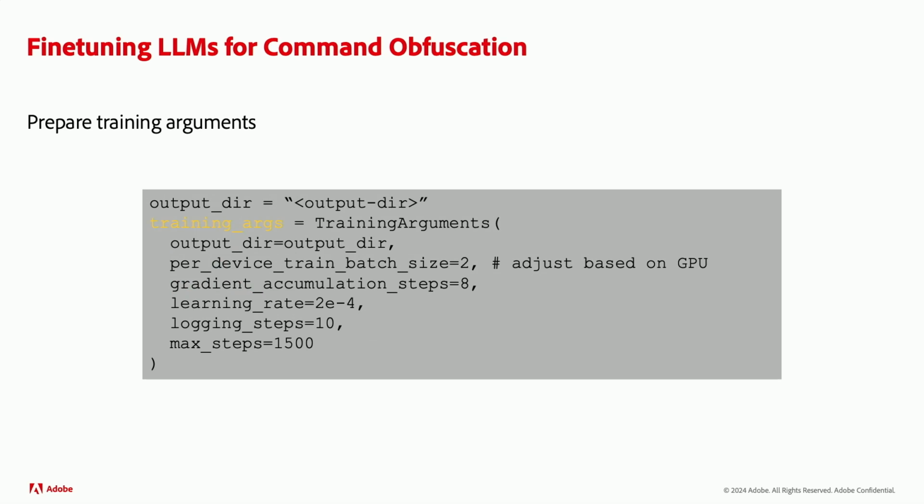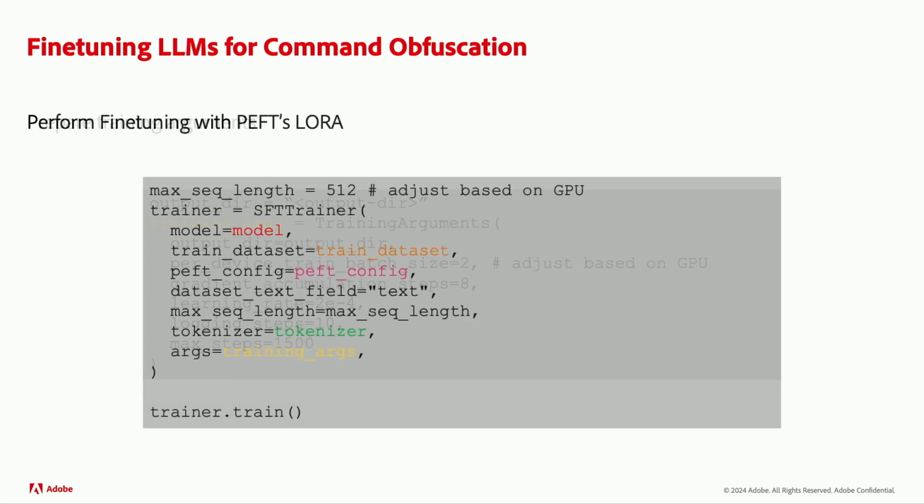And then finally, we're going to prepare our training arguments, so pass in some per device train batch size, gradient accumulation, learning rate, max steps. That's super important, but you'll get some training arguments. And then we'll put it all together and pass it into our trainer. So pass in our model, our training data set, our PEFT config, our tokenizer, and training args. And finally, we'll run trainer.train.